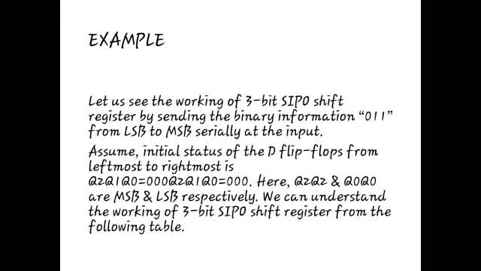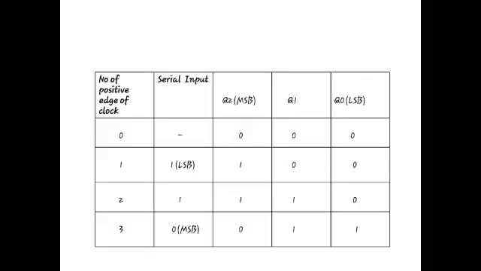For example, let us see the working of a 3-bit SIPO shift register by sending the binary information 011 from LSB to MSB serially at the input. LSB means least significant bit. MSB means most significant bit. In D flip-flops, LSB is B1, MSB is B0.